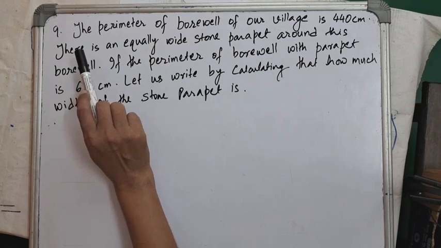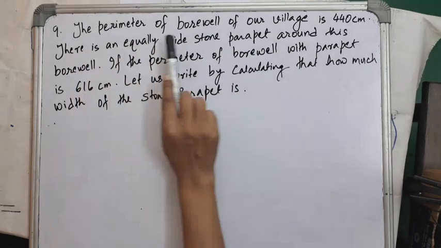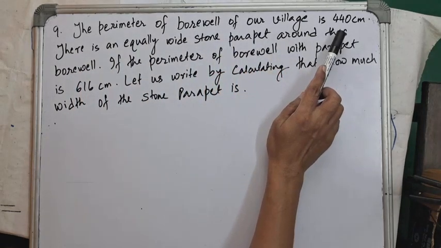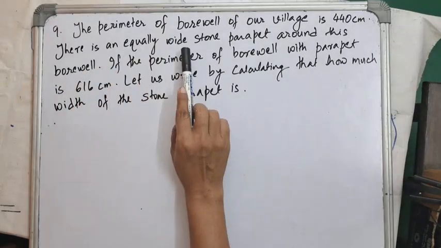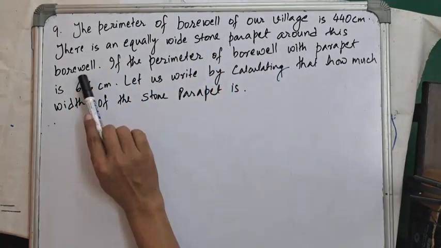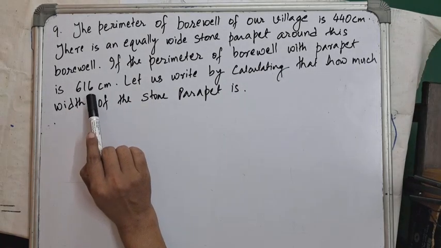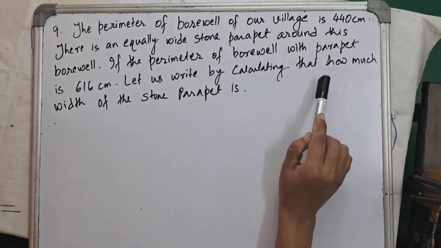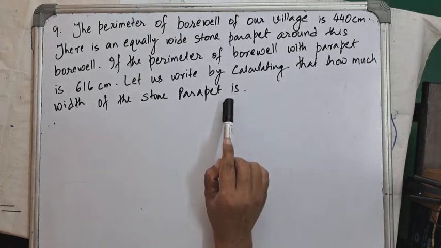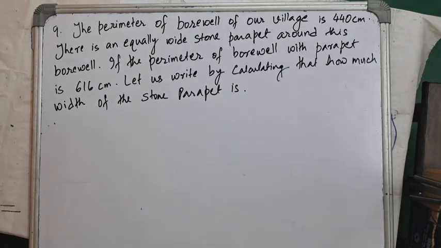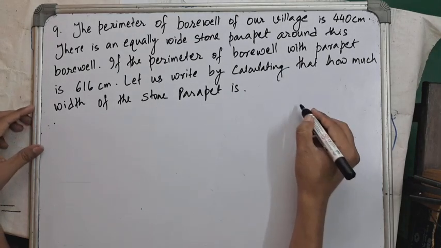So let us see the instruction of the question. The perimeter of a borewell of a village is 440 centimeter. There is an equally wide stone parapet around this borewell. If the perimeter of the borewell with parapet is 616 centimeter, let us calculate how much the width of the stone parapet is. Okay, let's understand this question with a diagram.